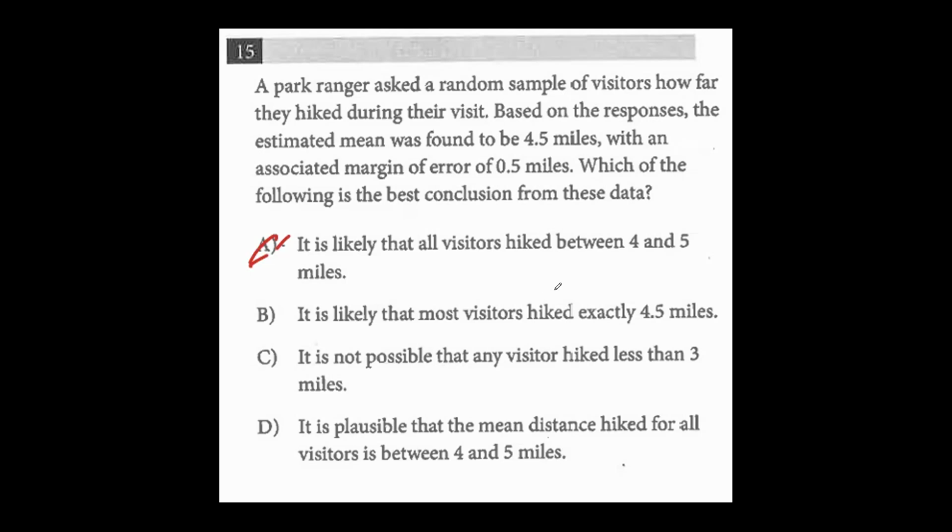And also, this would be median, not mean. And is it not possible... well, no, we could have some values that are incredibly low or incredibly high. This would not be accurate. And it is possible that the mean distance height for all visitors is between 4 and 5. Well, yes, that's correct, because the margin of error is 0.5, so that would be 4.5 minus 0.5, which is 4, or 4.5 plus 0.5, which is 5. So the correct answer is D.